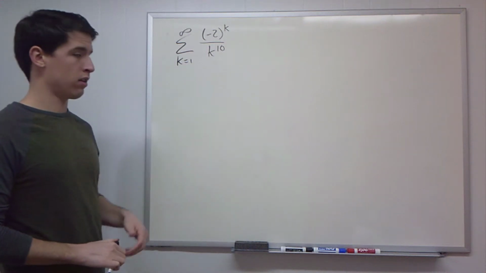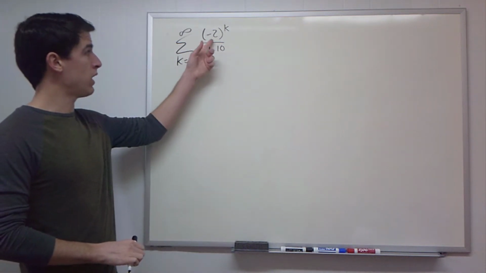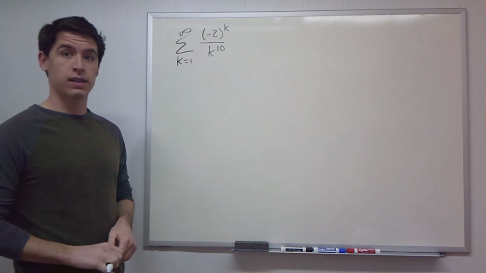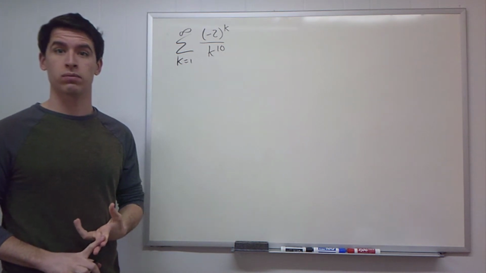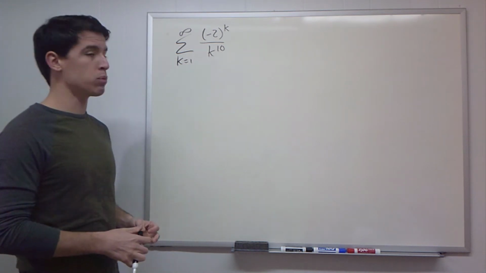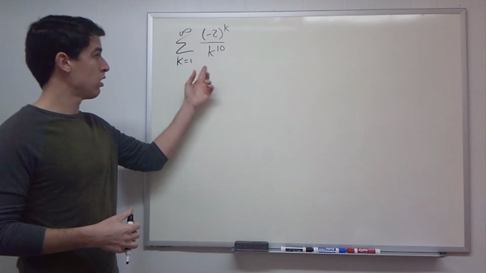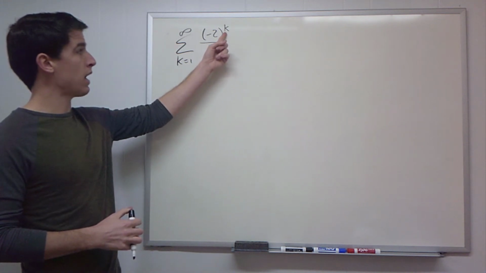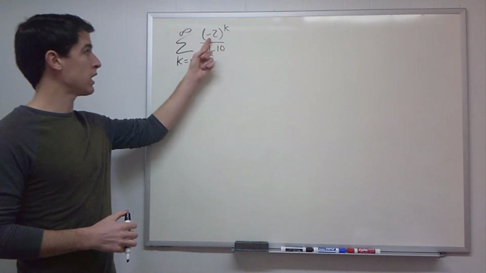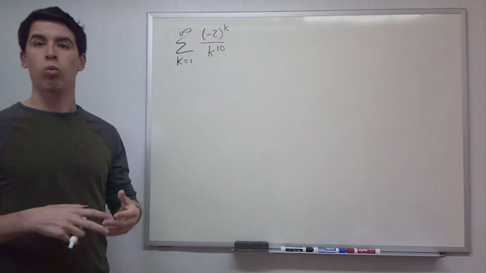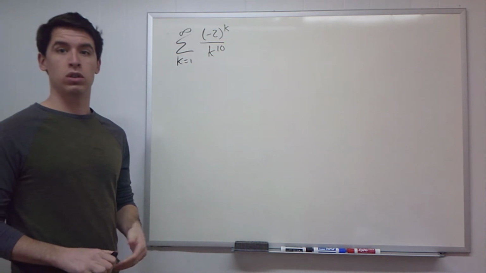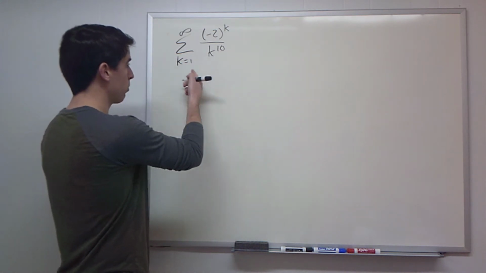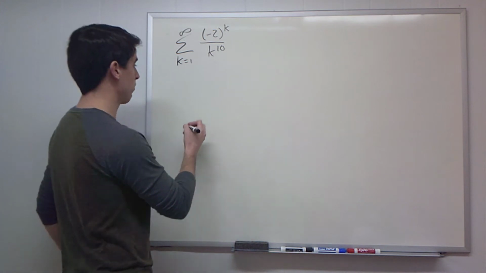Consider the series, the sum from k equals 1 to infinity of negative 2 to the k divided by k to the 10. Let's determine whether this series converges or diverges. It turns out there are multiple tests that we could use. But we note that we have a k in the exponent. Here we have negative 2 raised to the k. So one natural test that we could use is the root test. Let's see how the root test helps us determine whether this series converges or diverges.